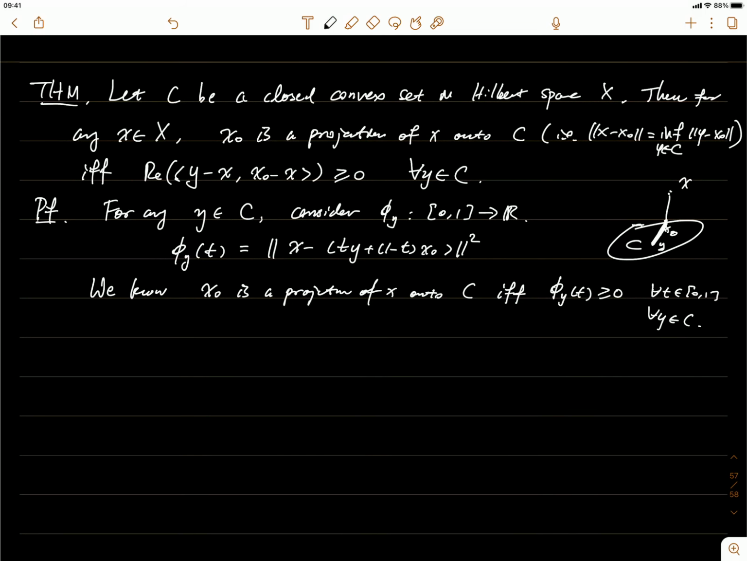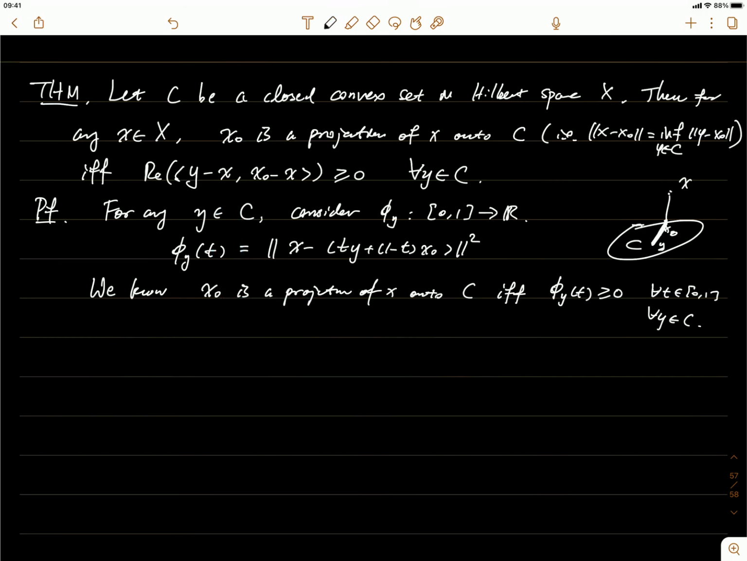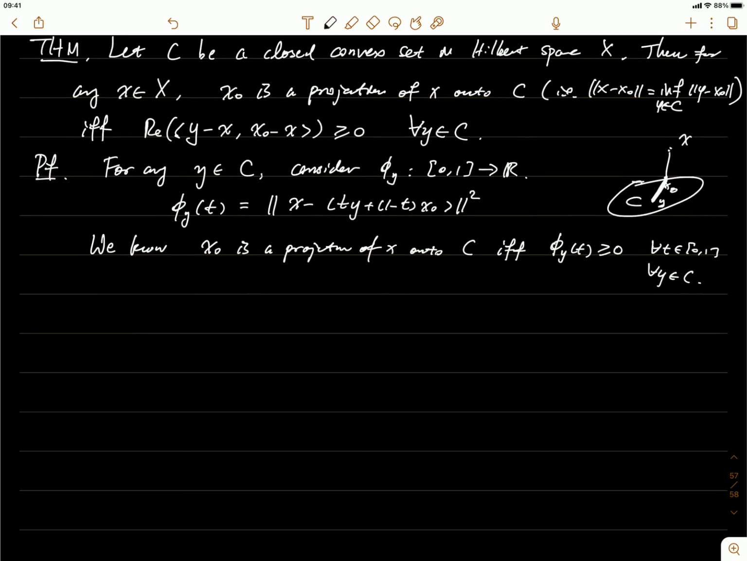And the question is, if x naught is a projection point, if and only if this is true. So to show that, we just need to show that, as I said earlier, this is less than or equal to phi y of t for any t and for any y. This is equivalent to that. Okay, so let's see why this is the case.